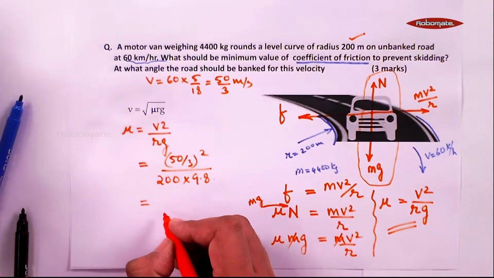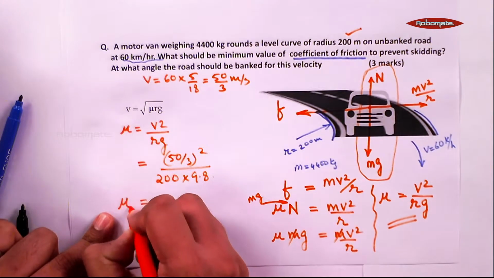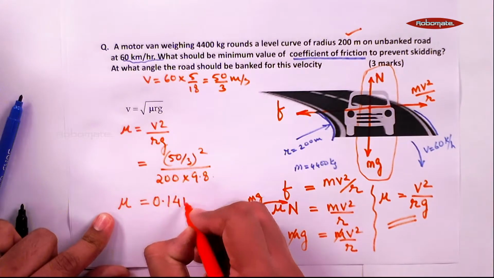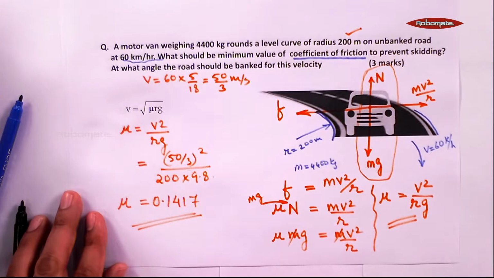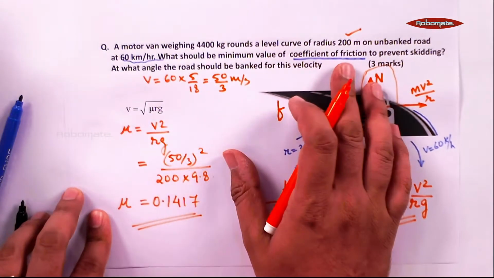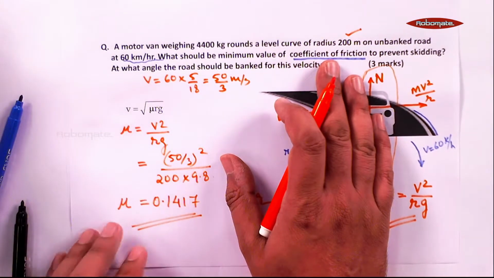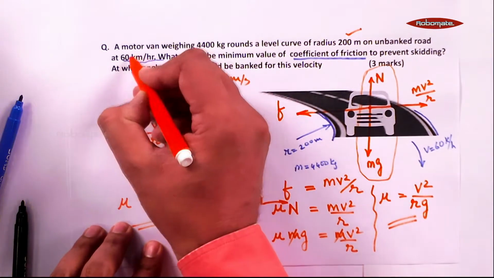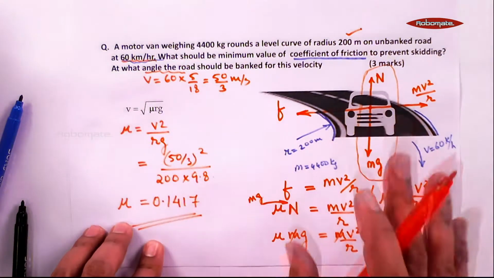Solving this further and then taking a log calculation, your final answer of the coefficient of friction comes out to be 0.1417, and this is your answer. Clear? Now this is only the first part, that is what should be the minimum coefficient of friction. Now in the second case they are saying don't consider friction, consider banking, and find out what is that angle of banking for which with this 60 km/h speed the motor van goes safely.